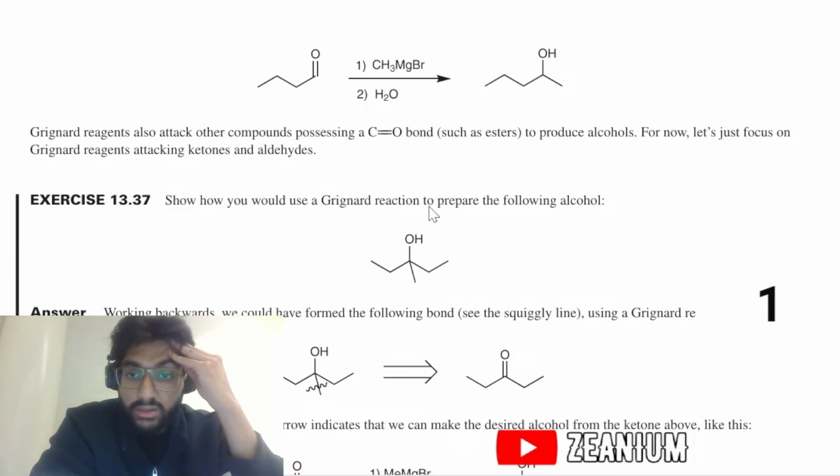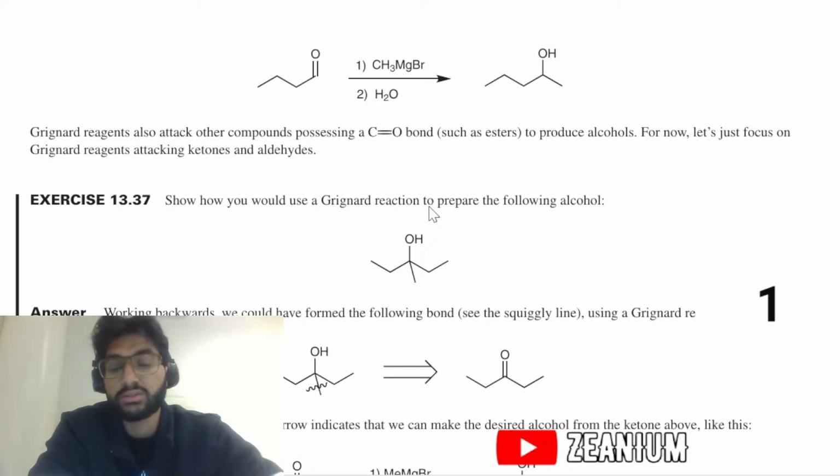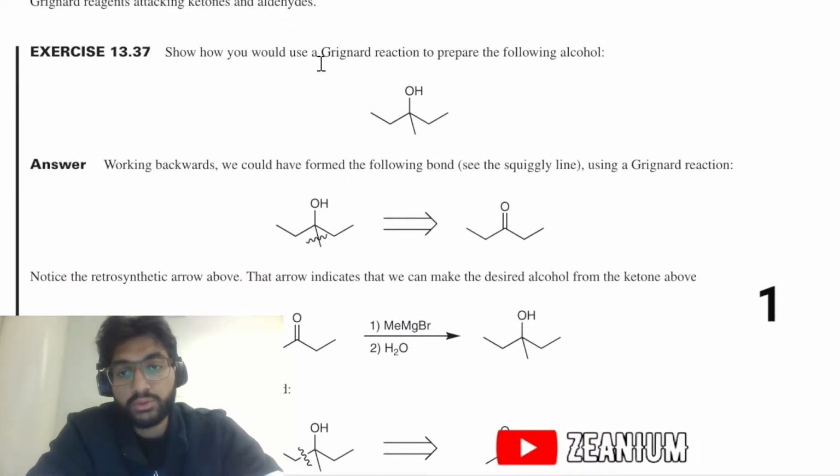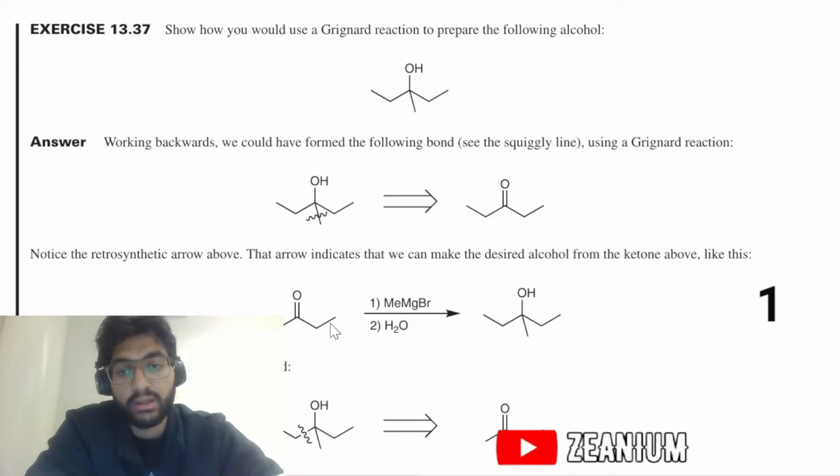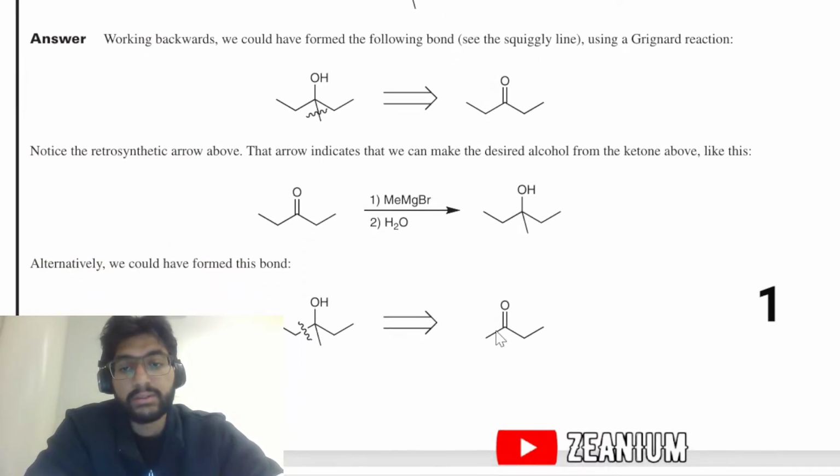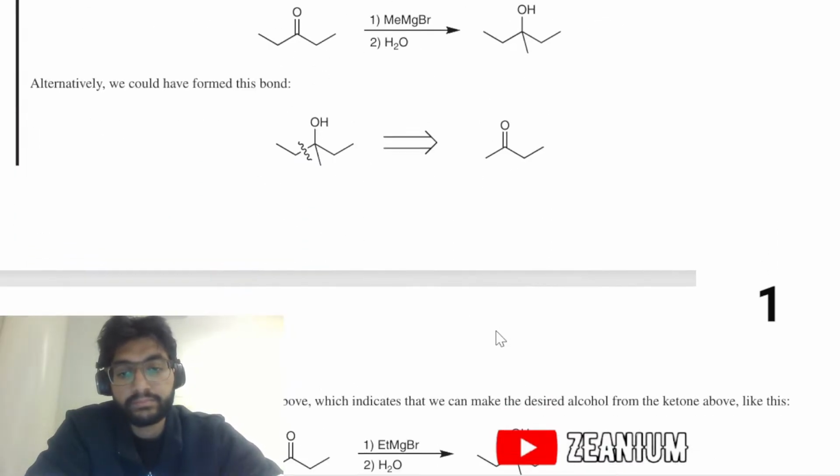Grignard reagents also attack other compounds possessing a C double bond O bond, such as esters, to produce alcohols. For now, let's just focus on Grignard reagents attacking ketones and aldehydes. Show how you would use a Grignard reaction to prepare the following. This one should just be a ketone, and then a methyl group.